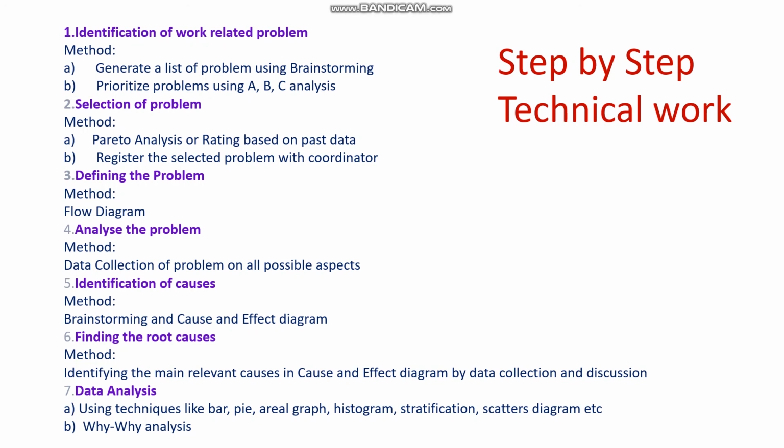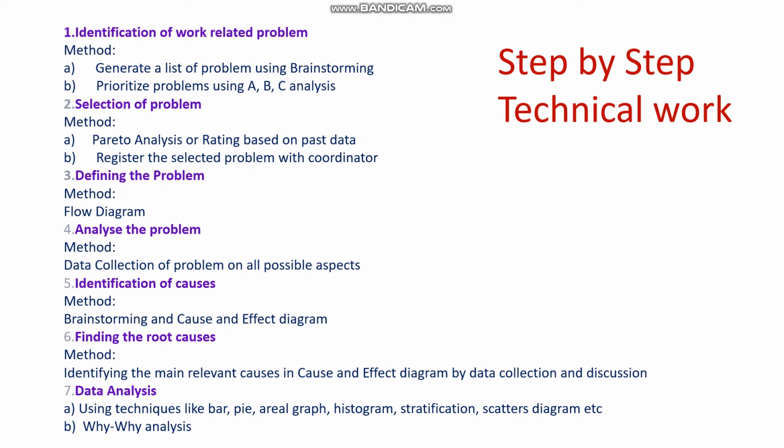Then we have to analyze the problem. How can we analyze the problem? Before the analysis, we have to collect some data. That data we have to analyze using different techniques. There are causes and root causes for the selected problems. So we have to identify the causes and the root causes using a cause and effect diagram. This is otherwise called a fishbone diagram, given by Ishikawa. Using the fishbone diagram, we can find what the root causes are for the selected problem.